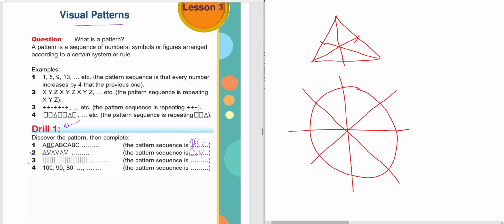In number 3, the pattern is this pattern. This is the pattern sequence. And number 4, 90, 80, the pattern is minus 10. So the next sequence is 70, 60, 50, and so on.